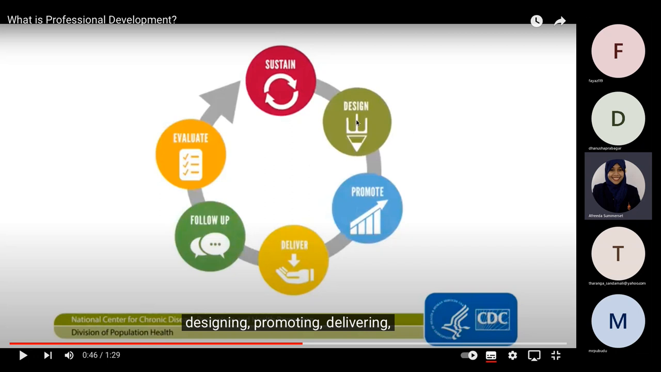And again, you need to design something. If you want to achieve a particular task or goal, you need to have a design, a plan. What are you going to do? How are you going to do it? Then you promote it, then you deliver it, then you follow it up, and then you evaluate how the progress has happened. So this is actually a very important cycle when it comes to professional development. Okay.